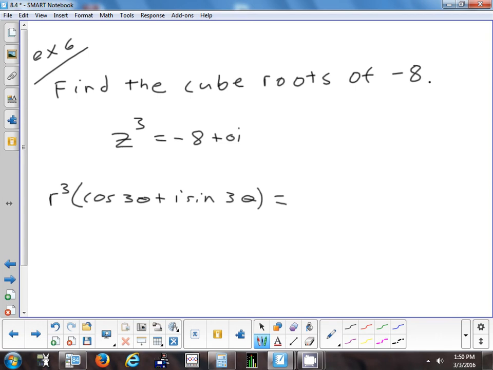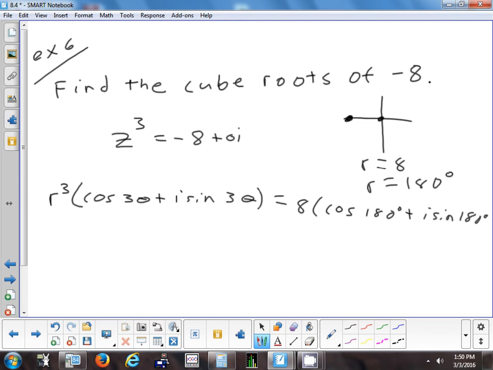And now you need -8 in trig form. That's not as bad as the last one. That's a much easier angle. Where's -8? 8 to the left. So what's the distance from there to there? 8. And what's my angle? 180. Okay, so this would be 8 cosine 180 plus i sine 180.